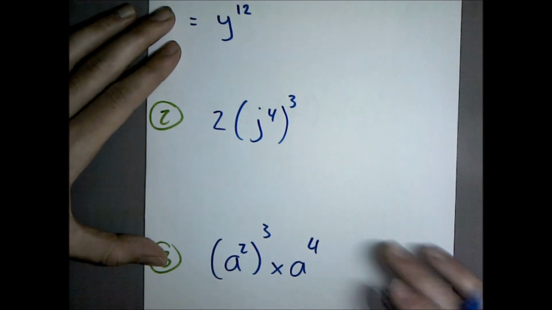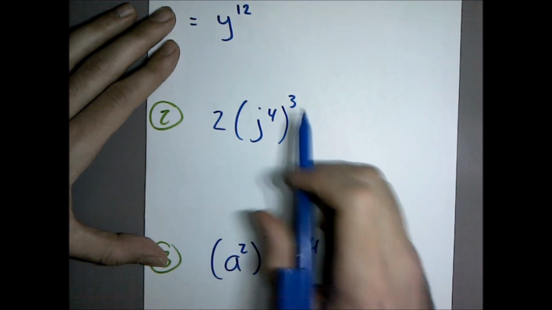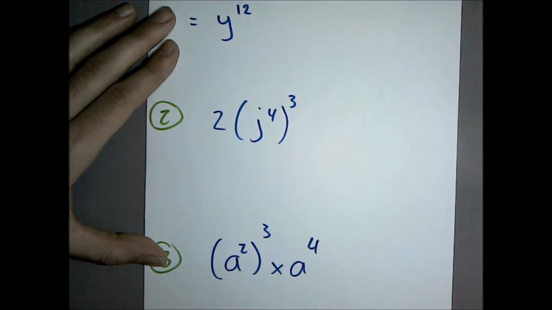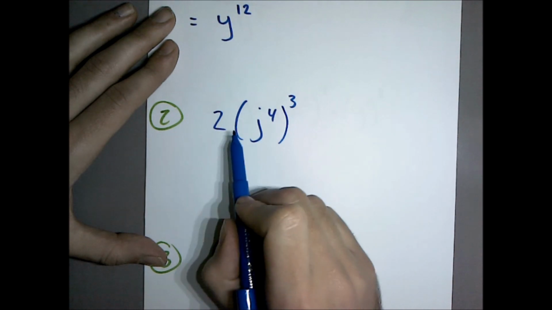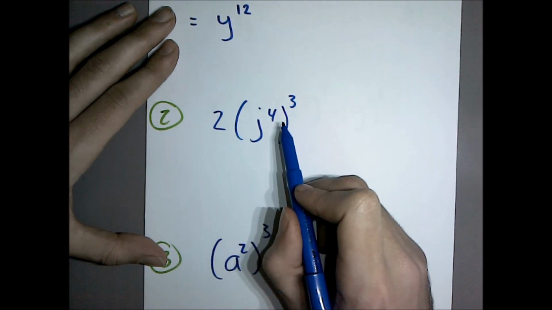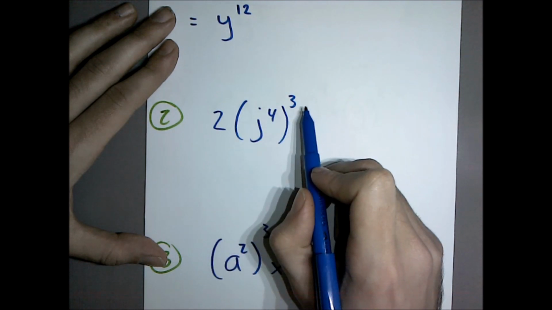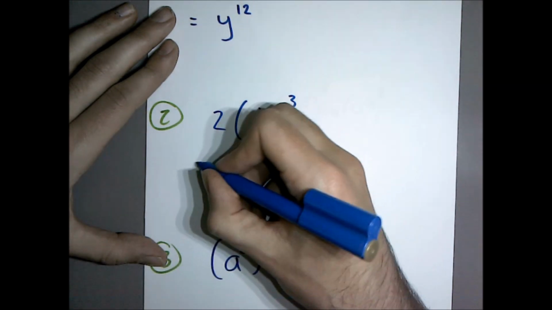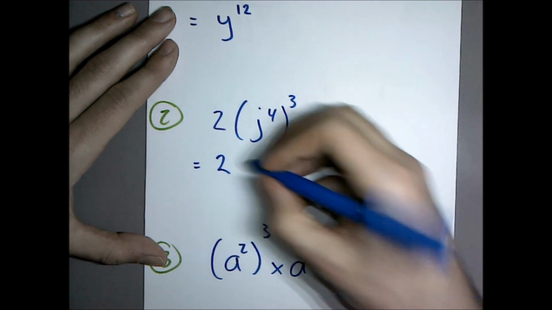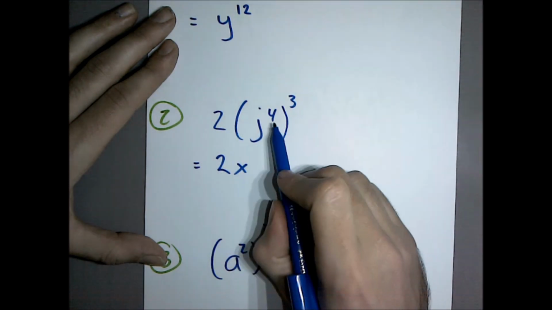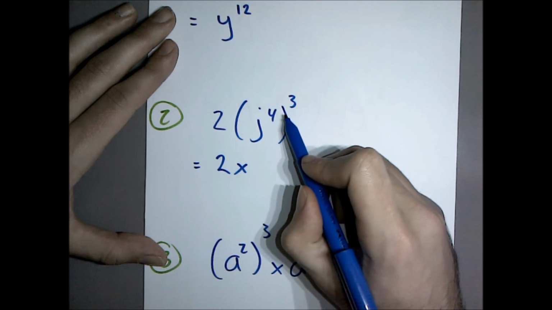Now sometimes you're not always going to be multiplying all the powers by this number. In this one I've got 2 multiplied by j to the power of 4, and it's just the j to the 4 that is to the power of 3. So what I'm going to do is leave that 2 by itself for now, I'm not going to touch it yet, and I'm multiplying my indexes together because it's index law 3.